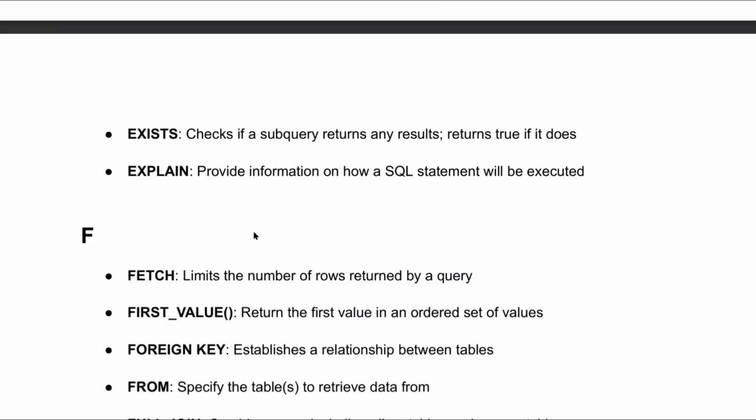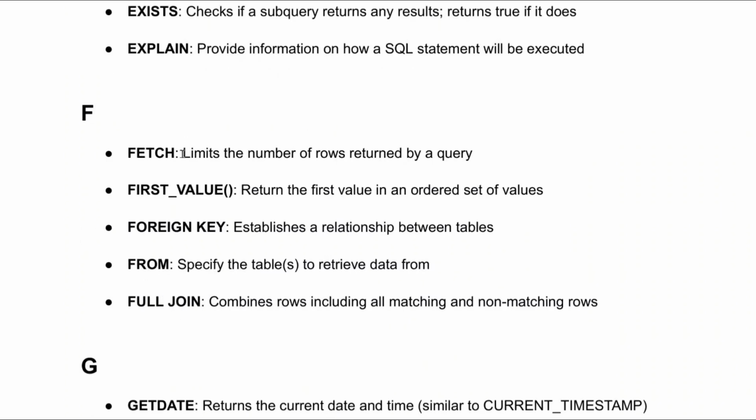Next we have EXISTS. Checks if a subquery returns any results. Returns true if it does. EXPLAIN provides information on how a SQL statement will be executed. FETCH limits the number of rows returned by a query. FIRST_VALUE returns the first value in an ordered set of values. FOREIGN KEY establishes a relationship between tables.